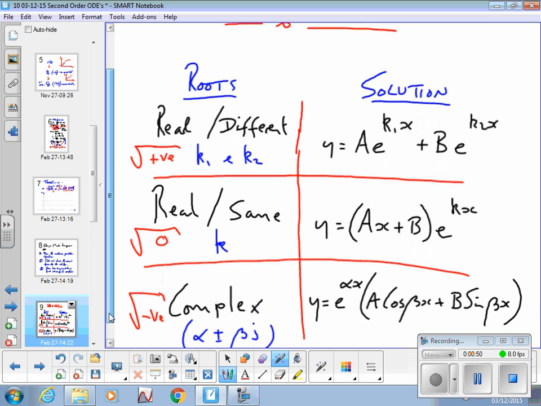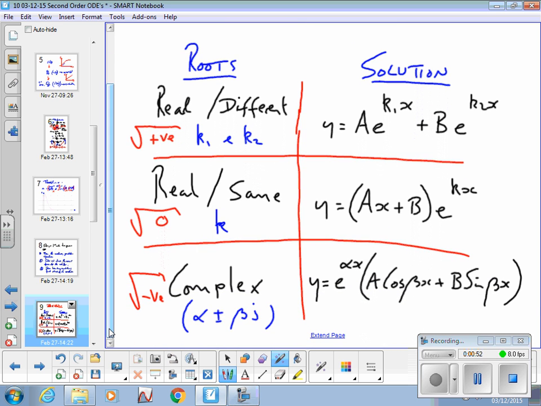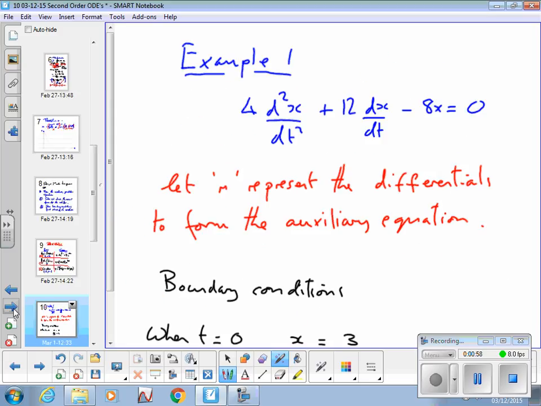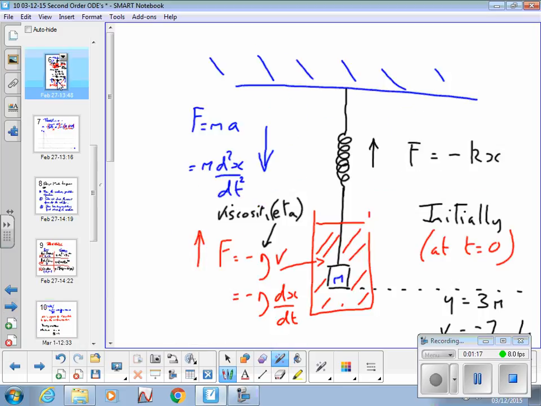This is the table of solutions, and we'll come back and look at that when we've solved our first example. So example number 1, which I think you've got in your notes. There's a second order differential equation. So it could be like the one that we had at the beginning, this model here.